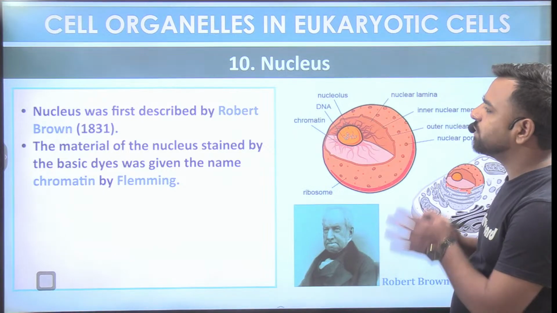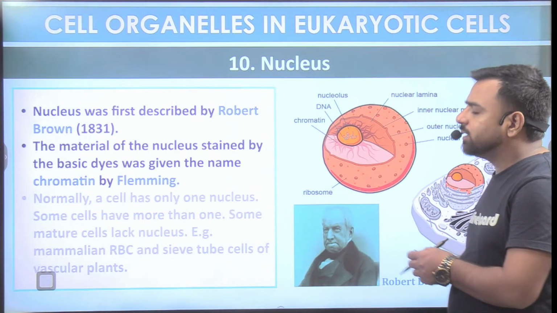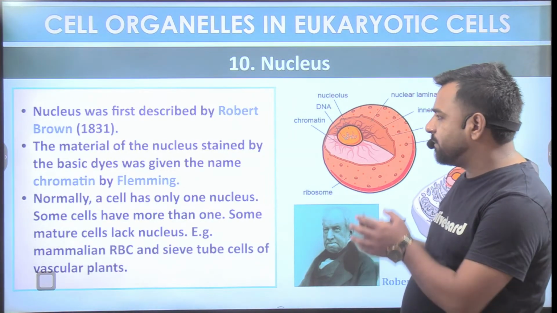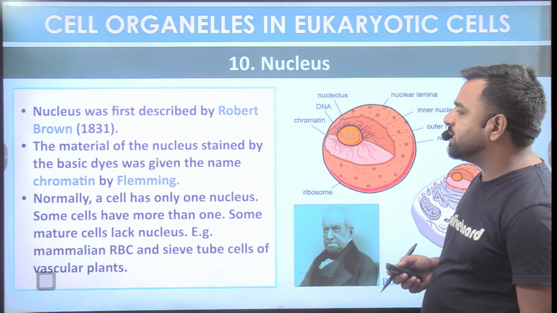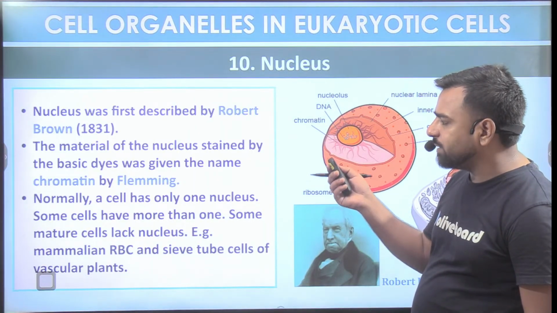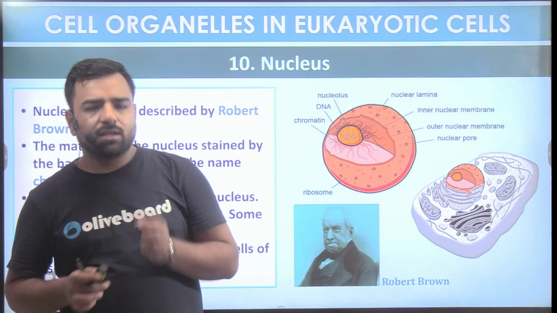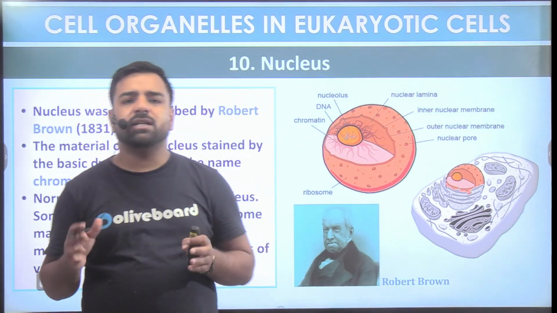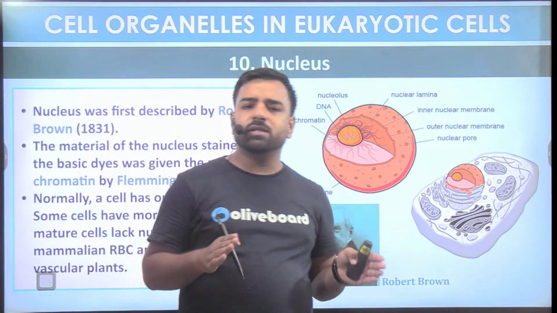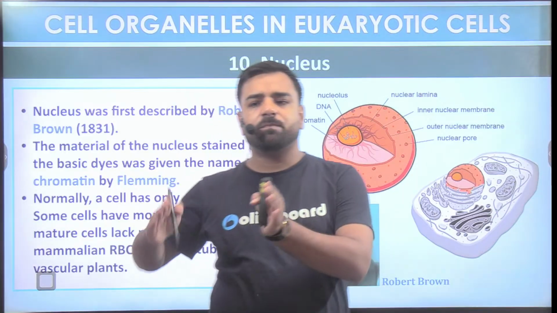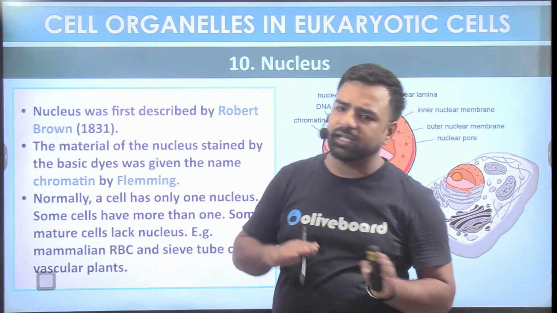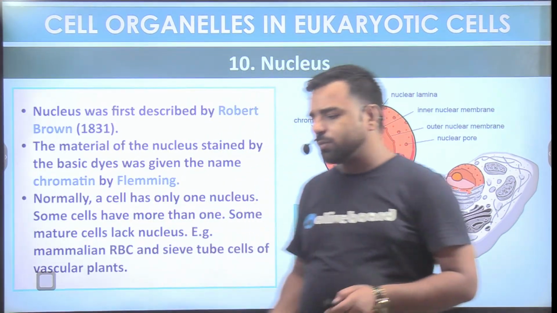Then the nucleus. The nucleus was first discovered by Robert Brown. The material of the nucleus stained by the basic dyes was given the name chromatin by Fleming. Now guys, if I talk about this chromatin part, do you know how many chromosomes are present within a body? If I talk about humans, it's 46, and it varies from animal to animal. So different animals have different numbers of chromosomes.